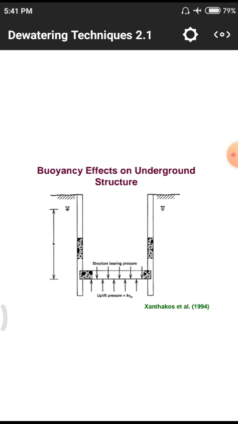This is a typical diagram explaining these buoyancy forces acting against the foundation. That means normally we have a foundation structure, bearing pressure is applied on the foundation itself, so that against this foundation we have these buoyancy forces or uplifting forces.